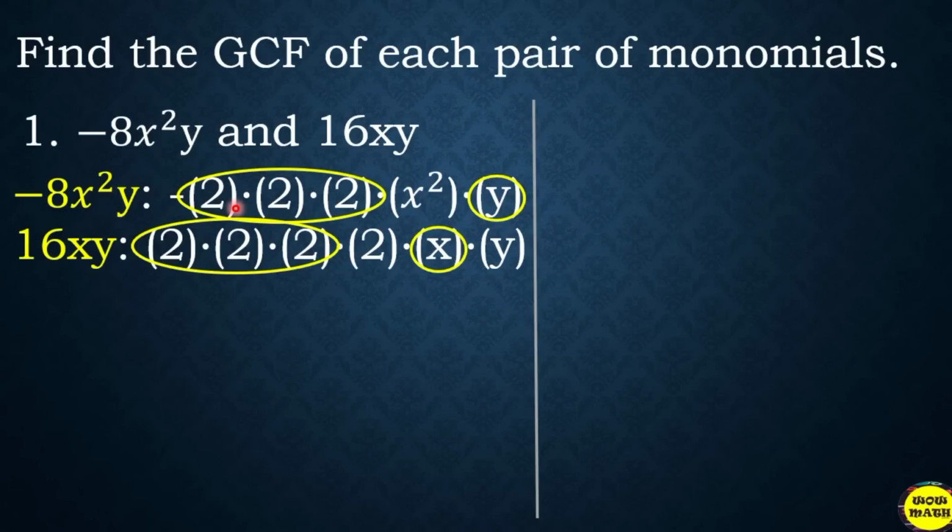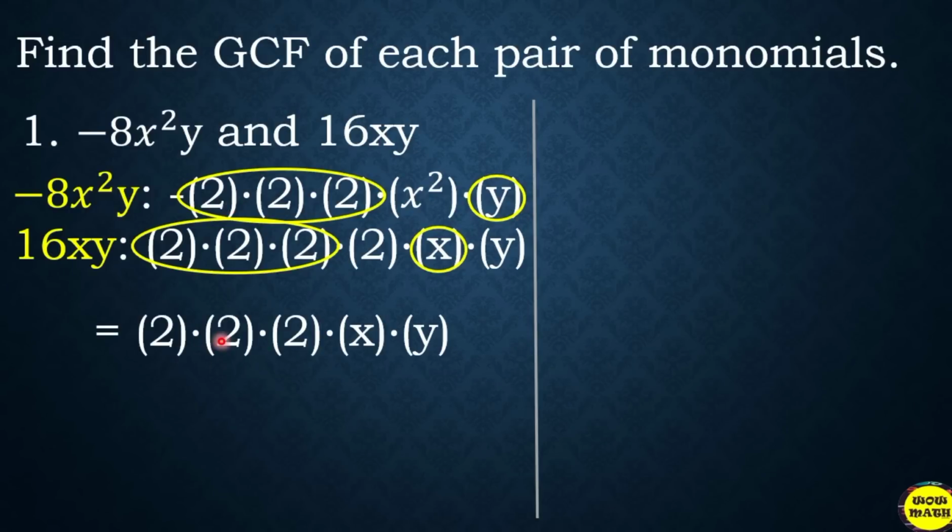Okay, so kunin natin yung tatlong 2 since yun ang common sa kanila. And then kunin natin si x at si y. So 2 times 2, that is 4 times 2, that is 8xy. So the GCF of negative 8x squared y and 16xy is 8xy.